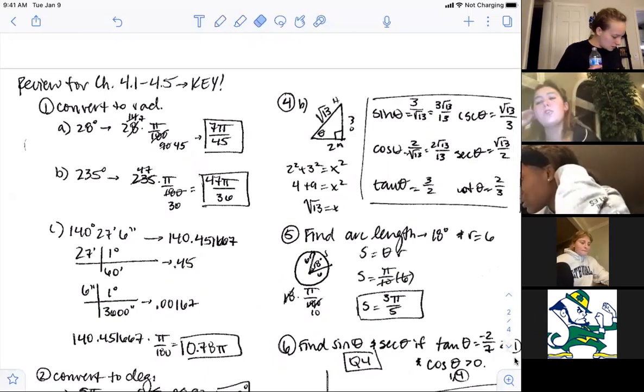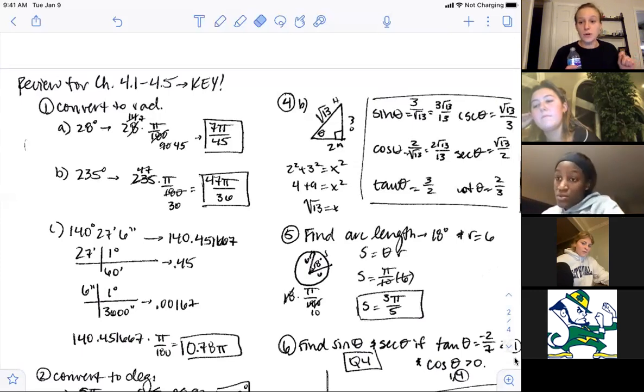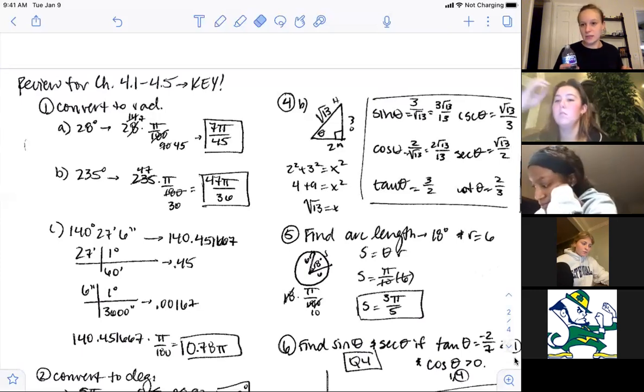Wait, we're allowed to use our unit circle on the test, right? I need to look at the test really quick. Let me put it this way. If I have a question that uses the unit circle, you will be able to use it. If I don't ask a question on the unit circle, you won't use it. You don't have to memorize for this test.